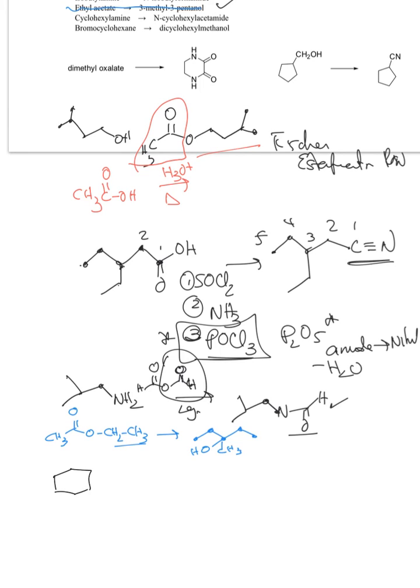Cyclohexylamine. And you want to go to N-cyclohexylacetamide. So there's your acetamide group. And basically you could react that with an acid anhydride. Should be nice and mild. And this would be your leaving group, and that should work.